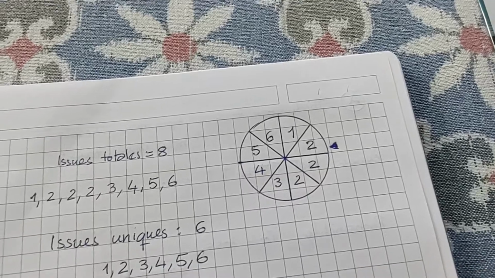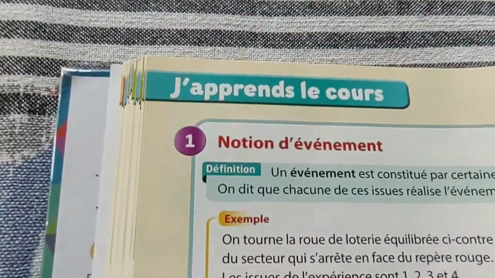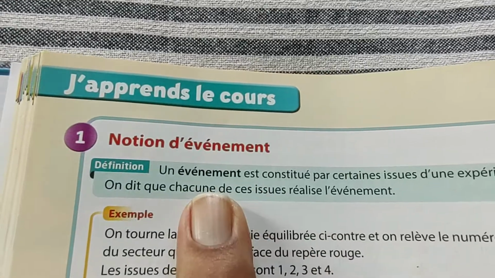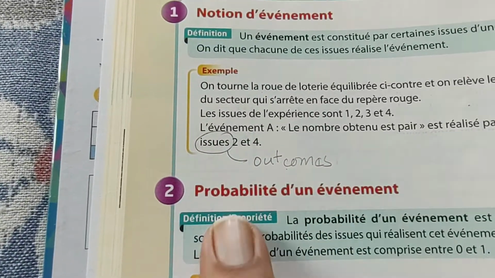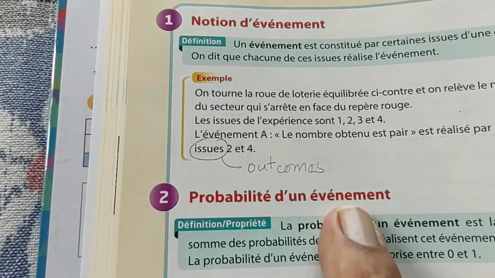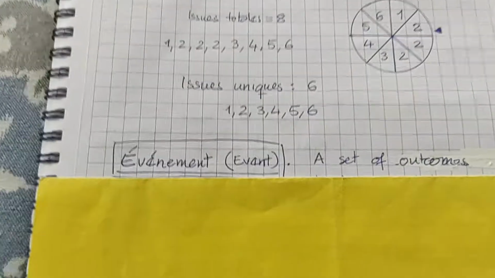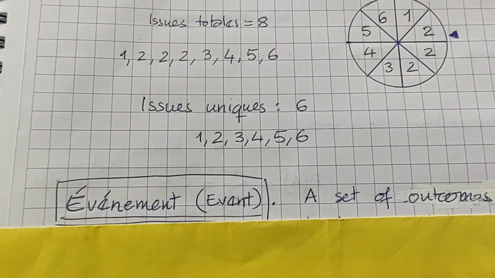Okay, so next topic is événement, event. If you go back to the book, here you'll see notion d'événement. They start with defining what is an événement, and then they talk of the probabilité d'un événement. They don't even talk of probabilité d'une issue. They only talk of probability of an event. So when you calculate probabilities, you only calculate probabilities for events, not of outcomes.